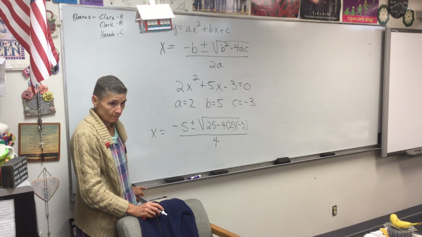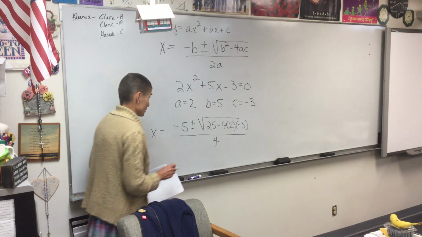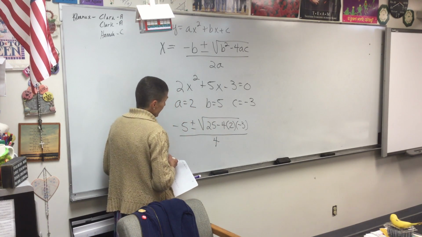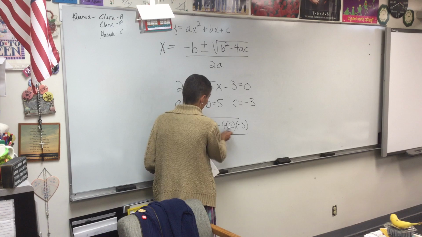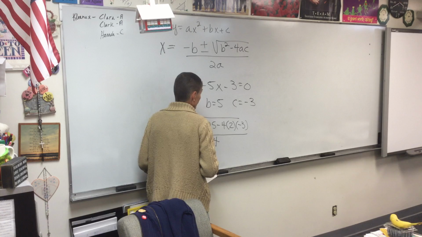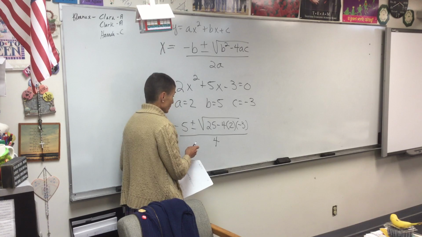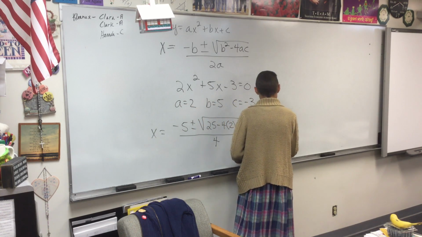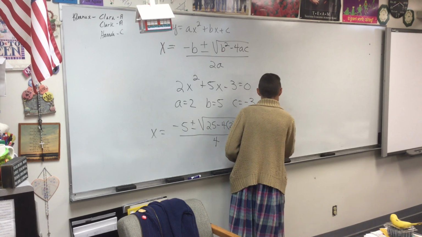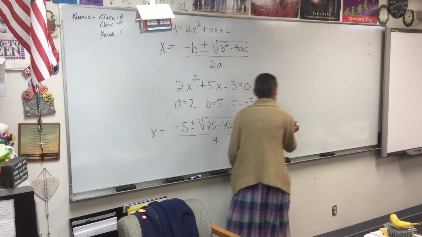Everybody good with that so far? It's easy once you know the formula. So now we're going to just plug in some stuff. Evaluate some stuff. So what do we have under there? This is going to become a plus. What's 4 times 2 times 3? 24. So we have 25 plus 24? Yep, which is 49. Oh, that's nice. 7. Because the square root of 49 is 7.